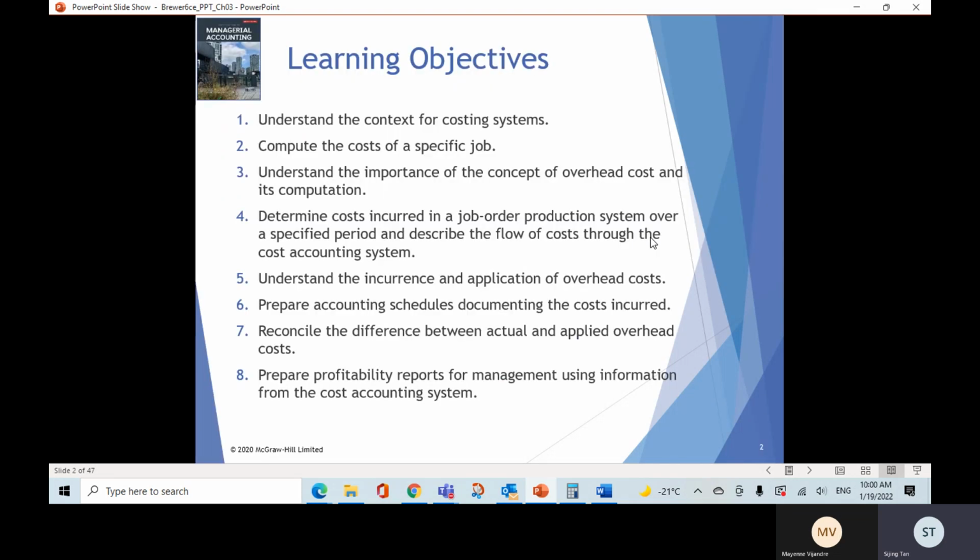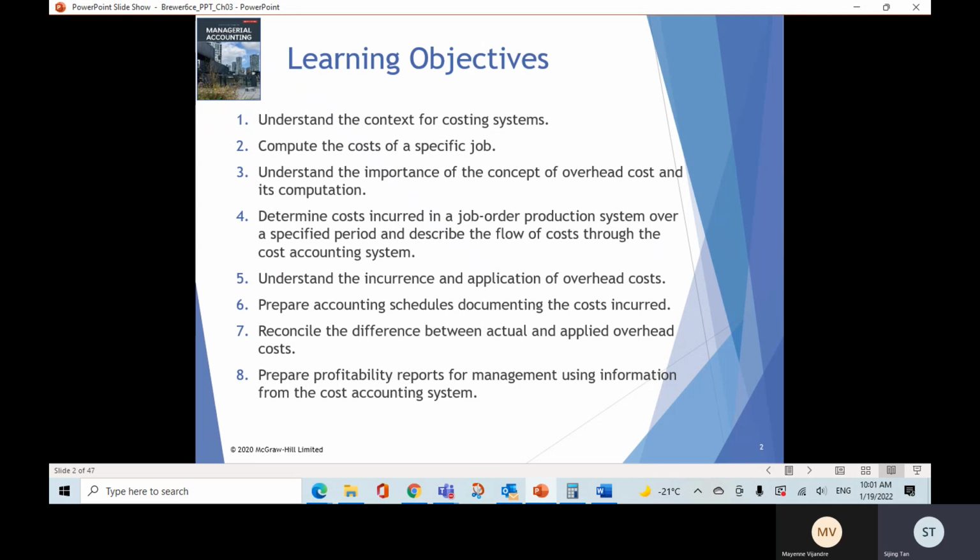Now in this chapter, we are learning to know the differences between process costing and job order costing. And then we need to describe the key decisions management must make when applying a system to determine the cost. And also the differences between absorption and variable costing and between normal and actual costing. We're also going to talk about how to compute the predetermined overhead rates, and we're going to use those rates to apply the overhead to the specific job.